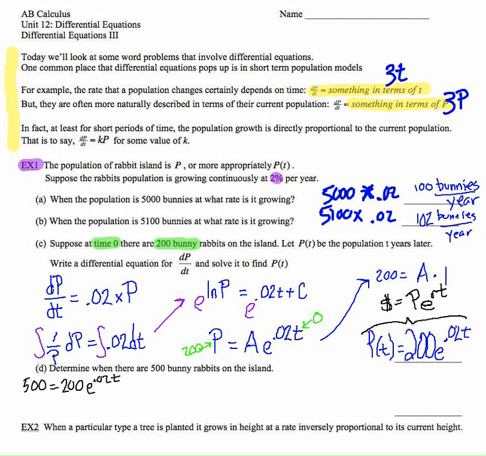divide both sides by 200. Then we're going to take the natural log of both sides, natural log of the left, natural log of the right, which is going to get us that the natural log of 2.5 is equal to 0.02 t. We divide both sides by 0.02, and we get that after approximately 45.8 years, the bunny population will be up to 500 bunnies.